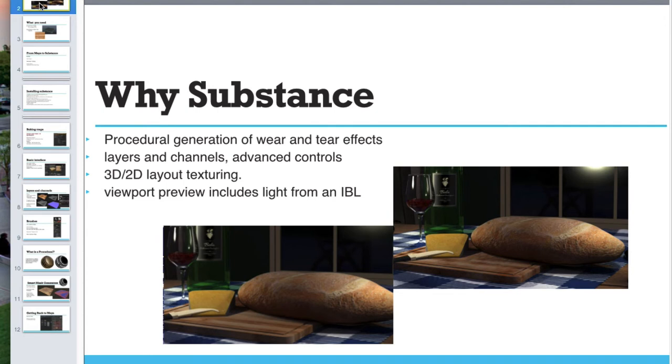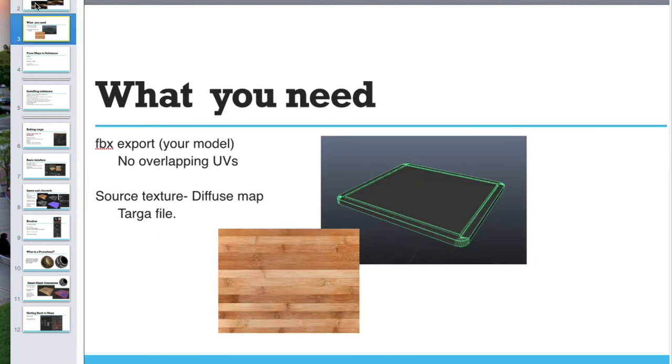But this is why Substance is so awesome and why we're going to be looking at utilizing it for this class. Now, what you need. You're going to need an FBX export of your model, which we'll go over in this video, how to get your models ready to go from Maya to Substance. You're also going to need your tileable textures.